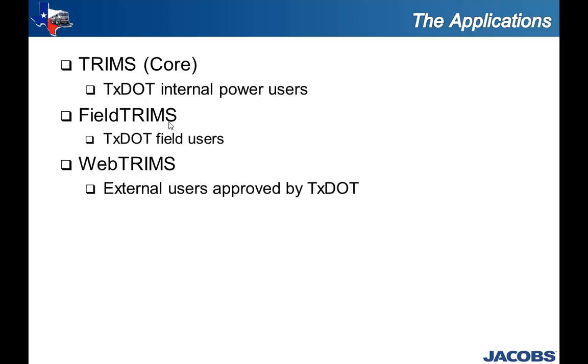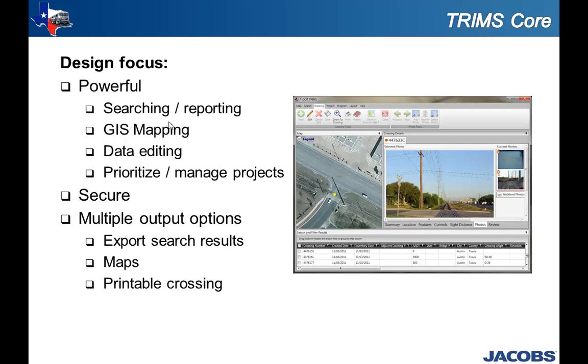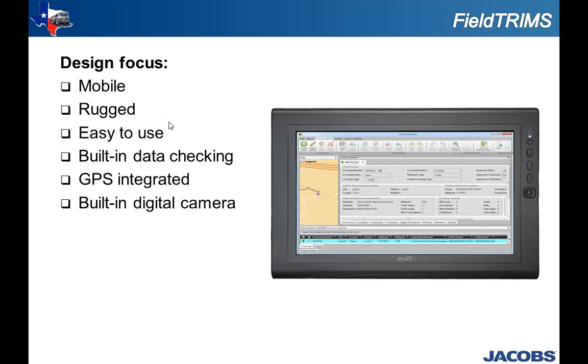The TRIMS suite consists of three applications: TRIMS Core, Field TRIMS, and Web TRIMS. TRIMS Core is a desktop application for TxDOT internal use only, which allows for powerful data editing, analysis, and reporting functions for TxDOT staff. Field TRIMS is used by TxDOT staff to collect inventory data in the field on a rugged laptop, and that includes taking digital photos and collecting GPS locations.